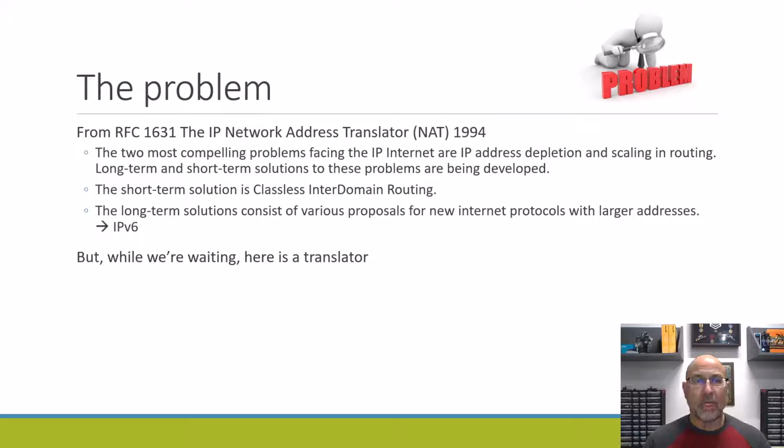So these are the two biggest problems, and at the time, both long-term and short-term solutions were being developed. The short-term solution was classless interdomain routing. We were going to get away from straight-up class A, B, and C, and go to being able to do anything we want with the mask. So we could subnet, we could supernet, we can aggregate routes, we can do route summarization, and that makes our routing table size collapse. The longer term solution was to develop new internet protocols with larger addresses, IPv6, okay? But in the middle of all this, while we're waiting, here's a network address translator that you can work with, and that might help.